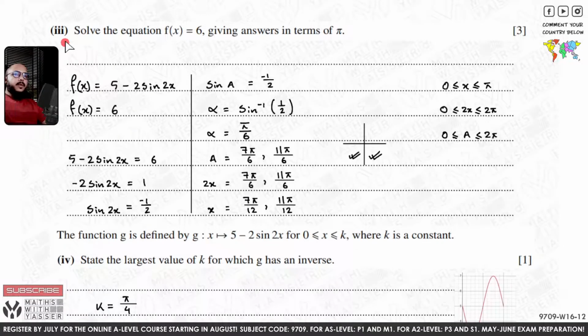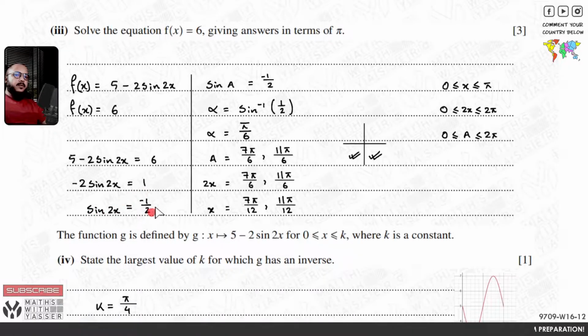In the next part of the question, it says solve the equation f(x) equals 6, giving your answer in terms of pi. So this is the equation, and f(x) equals 6. That means 5 minus 2 sin 2x equals 6, or we can say negative 2 sin 2x equals 1, and therefore sin 2x equals negative half.